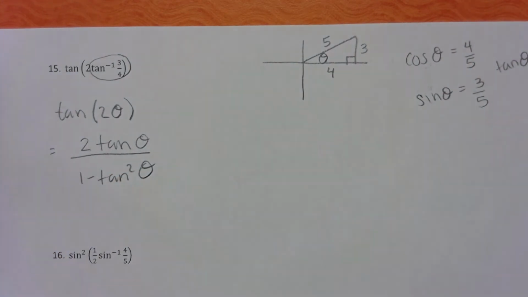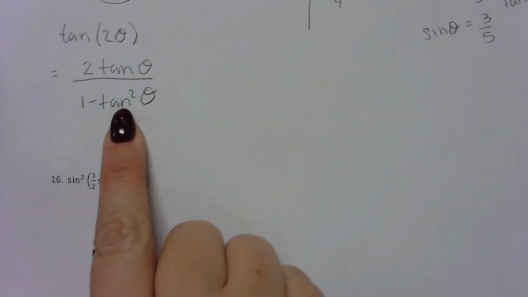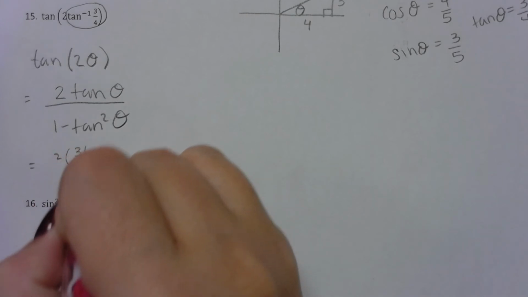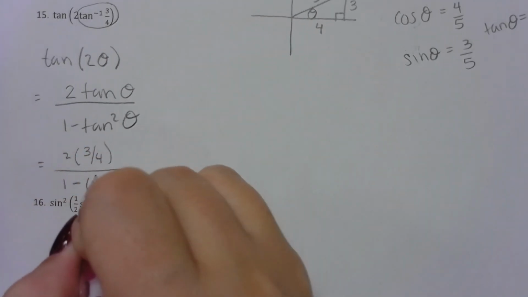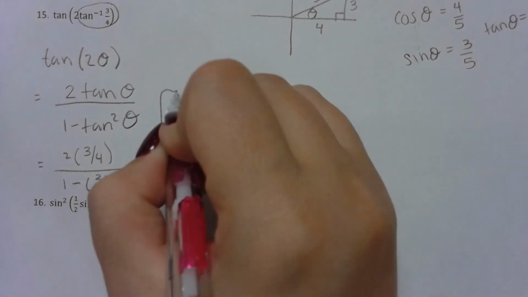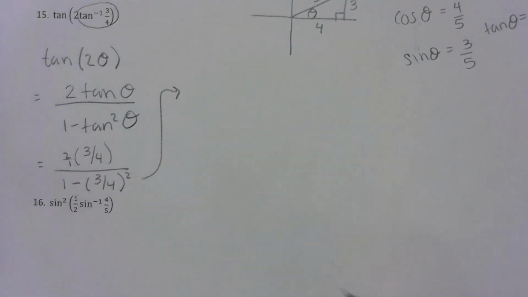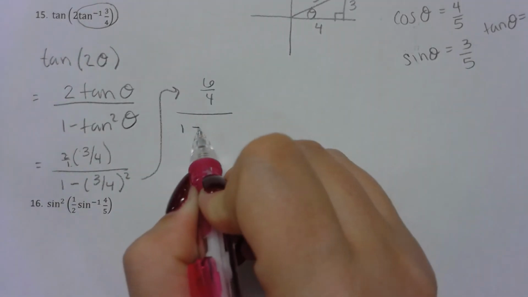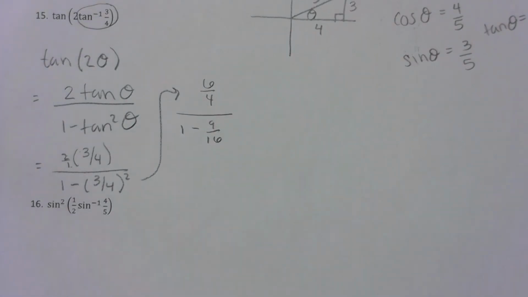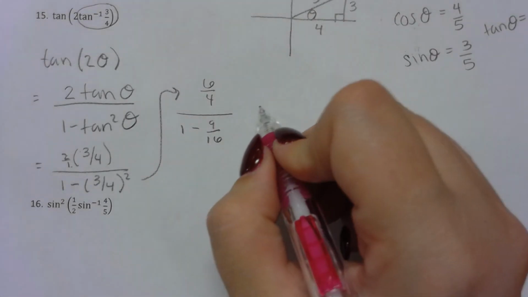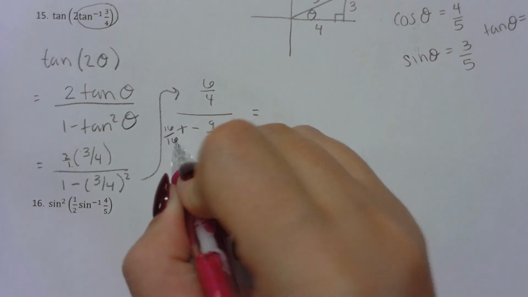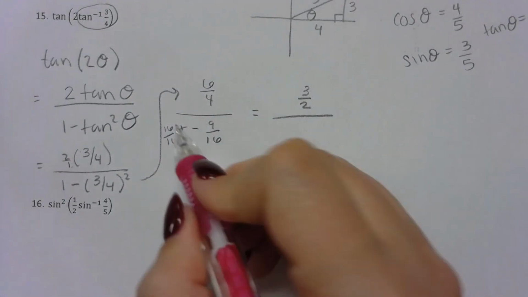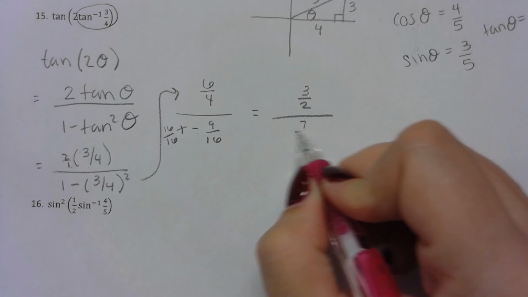All I'm using is my formula sheet. All I did was copy it down. Now let's plug it in. Well, we said that tangent was 3 over 4. So this is 2 times 3 over 4 over 1 minus 3 over 4 squared. Well, remember 2 is 2 over 1, so that gives us 6 over 4 all over 1 minus 9 over 16. I can make this one a 16 over 16. The 6 over 4 can simplify to 3 over 2. 16 minus 9 gives us 7 over 16.